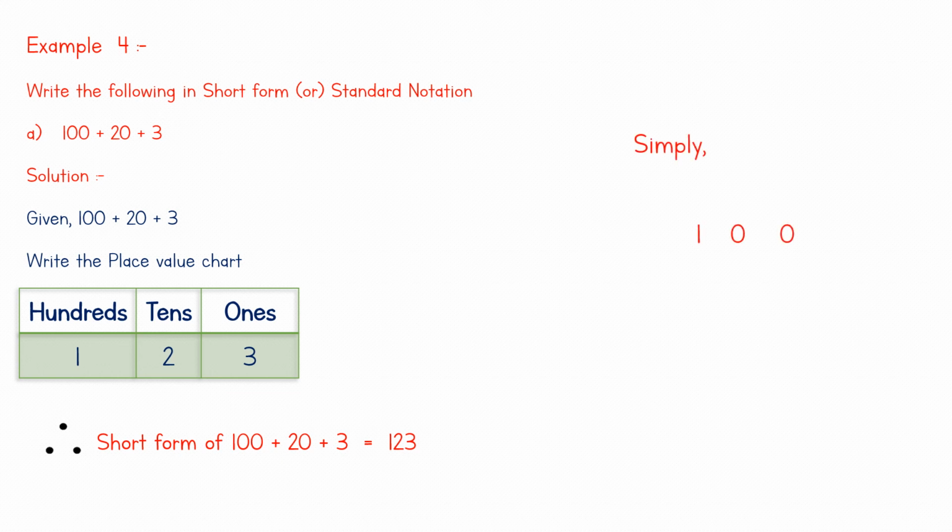Simply, you can just add these numbers: 100 plus 20 plus 3. The answer is 123. The right side is easy to do, but you must follow the left side method. Okay? This is short form.